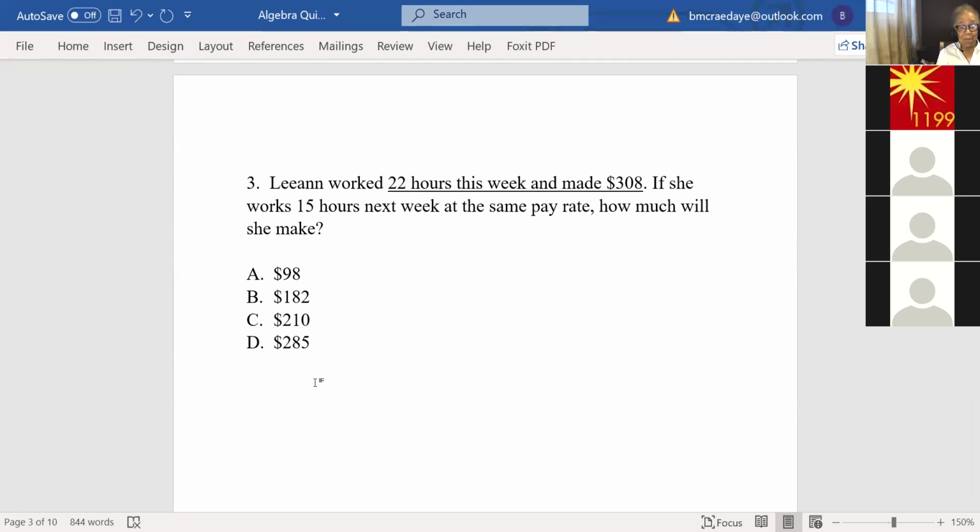Well, like I say, you could do ratio proportion. Audrey, what would it look like if you had ratio proportion? Tell me, what would you write? If you did it ratio proportion, tell me what it would look like.